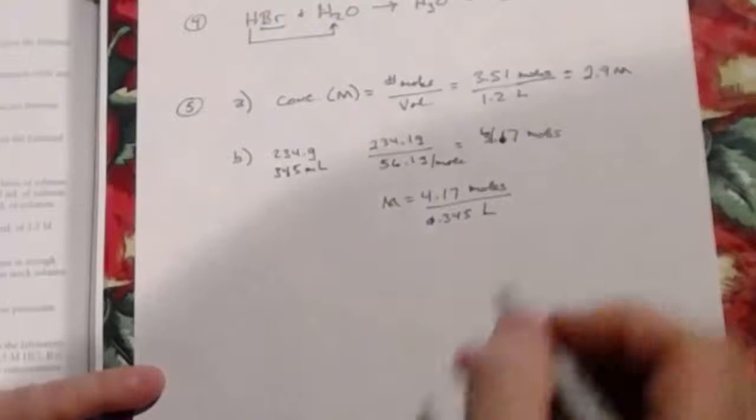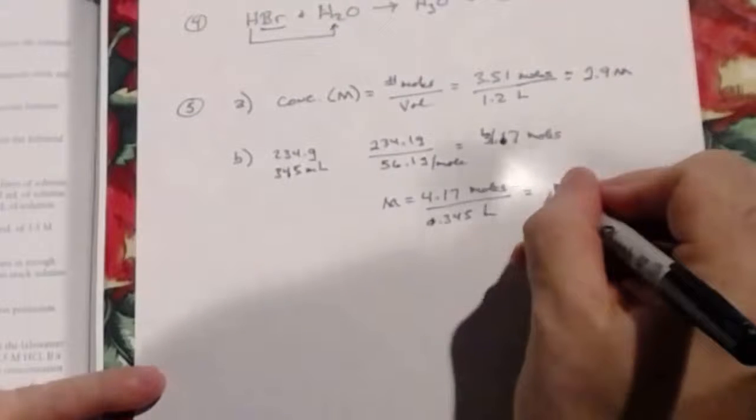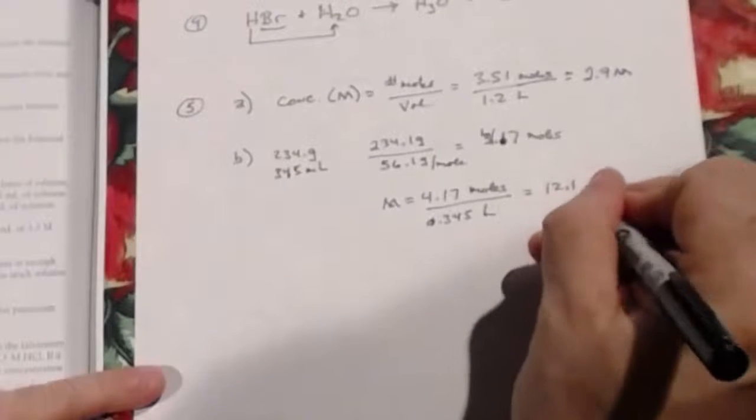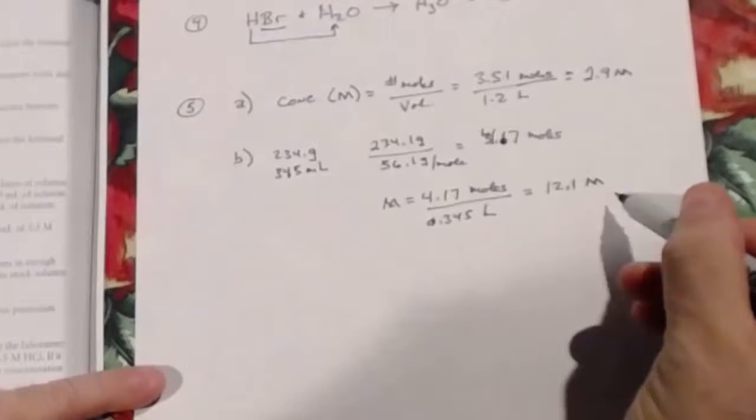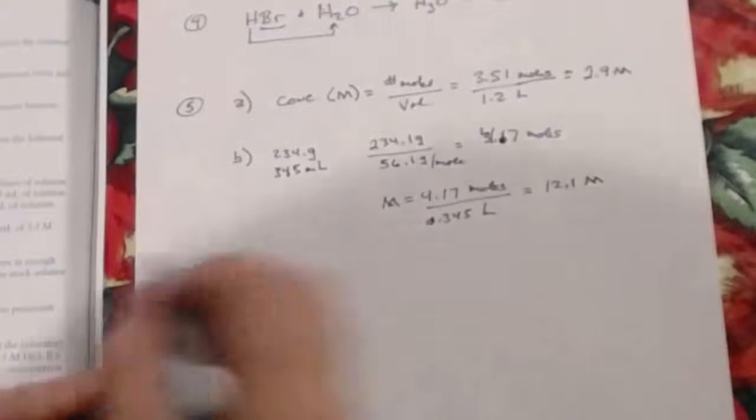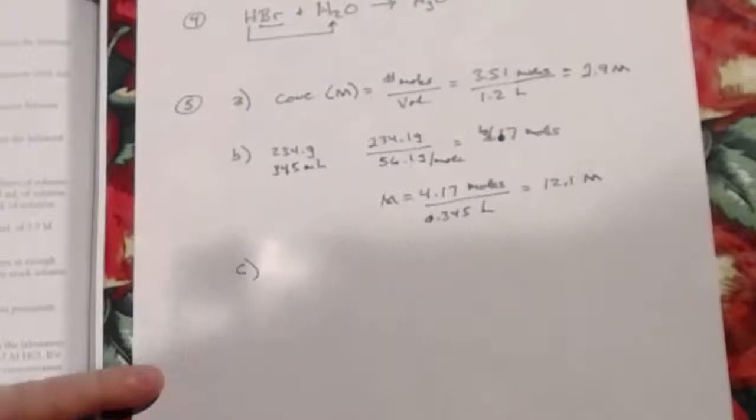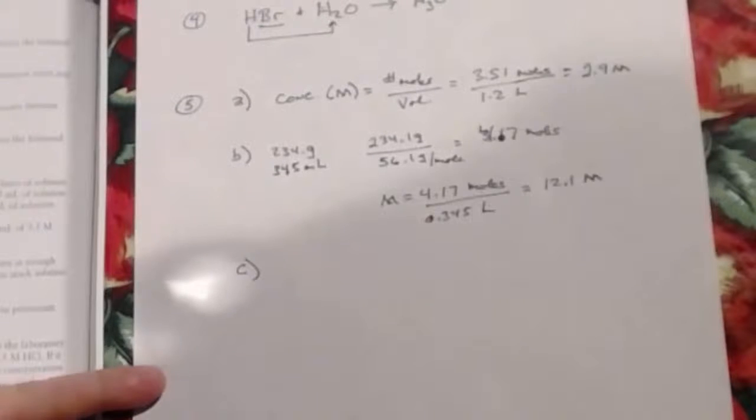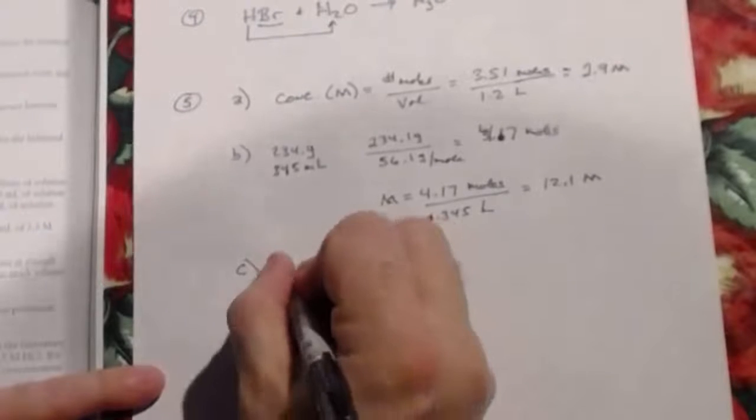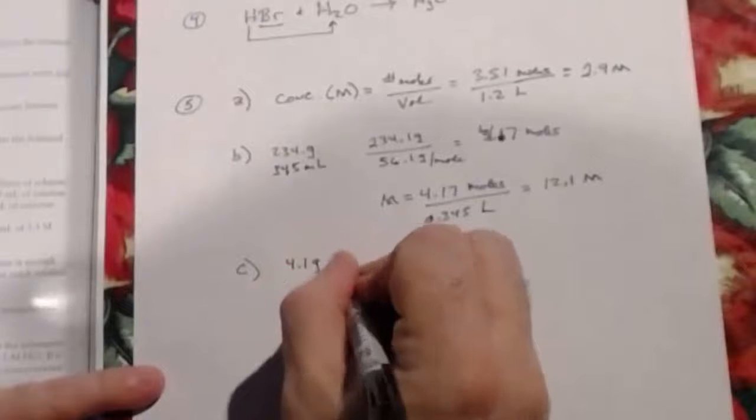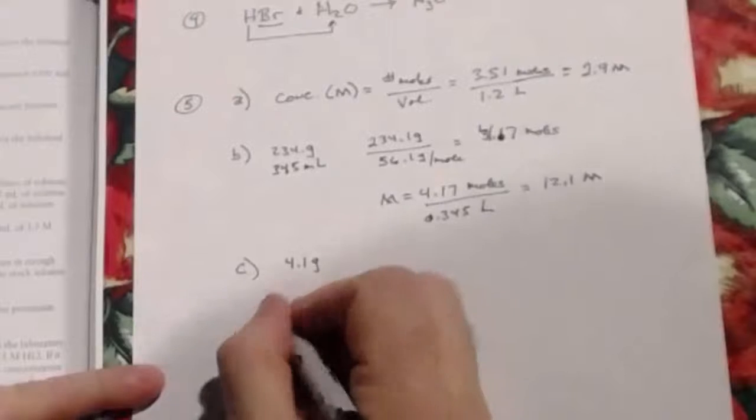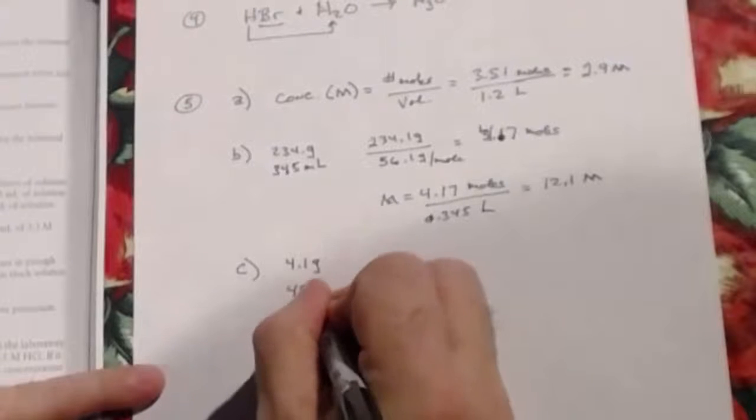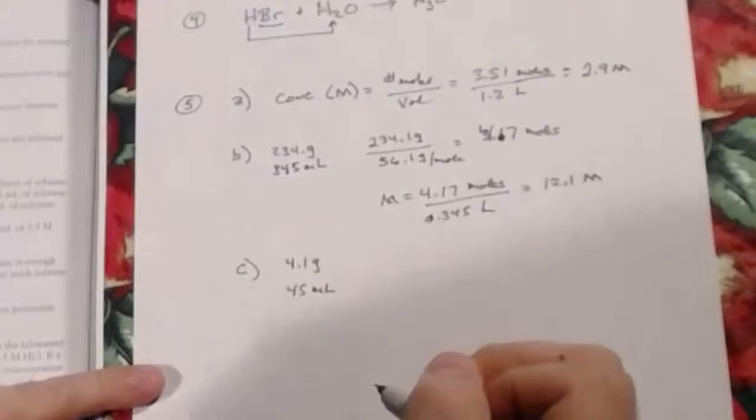And so the molarity then is equal to 12.1 molarity, 12.1 moles per liter. And the final part, C. C says you're given 4.1 grams of H3PO4, and they're dissolved in enough water to make 45 milliliters of solution.